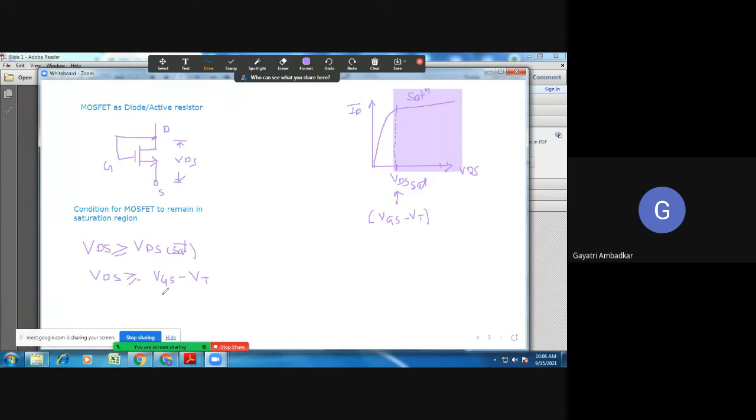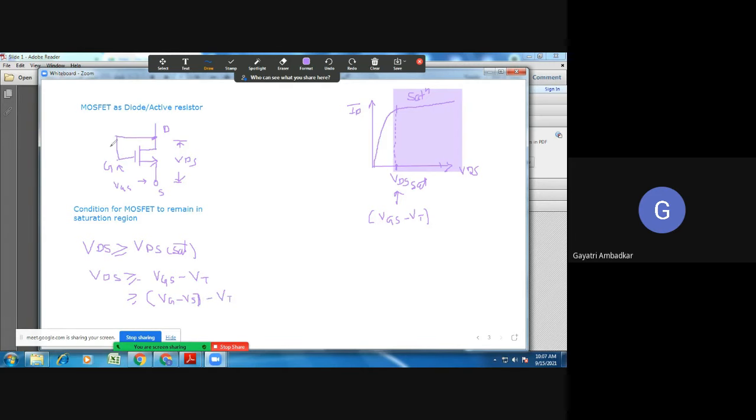Now what is VGS? VGS is the voltage between gate and source. Okay. So I can write this VGS as gate voltage minus source voltage, VG minus VS. VGS is the voltage between these 2 points. This is VGS. So VG minus VS minus VT. I will complete this equation.